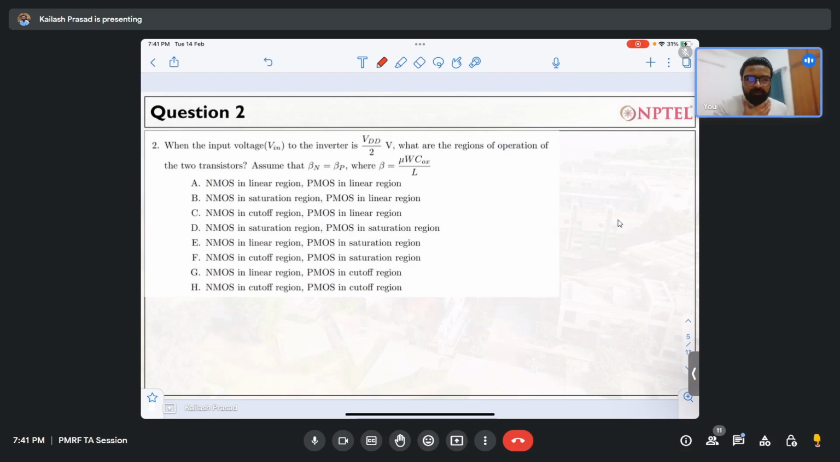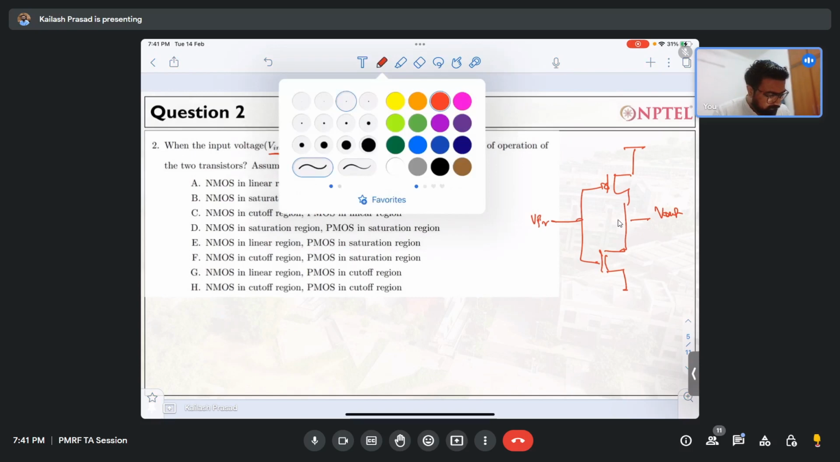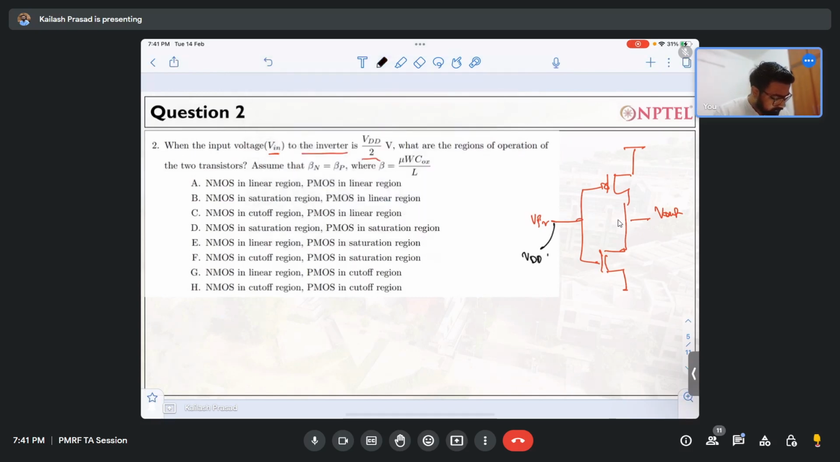Okay, so moving to question number two. The question says that when the input voltage V in of the inverter is VDD by 2. Whenever this kind of question comes, the first thing we will do is make an inverter, so this is our inverter, such that we understand what the question is trying to say. So this is your V in, this is your V out. Now what it is saying is that V in is VDD by 2. Then what are the regions of operation of the two transistors? Assume that beta P is equal to beta N, where beta is mu n C ox W by L, right?